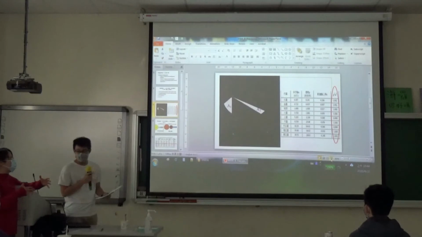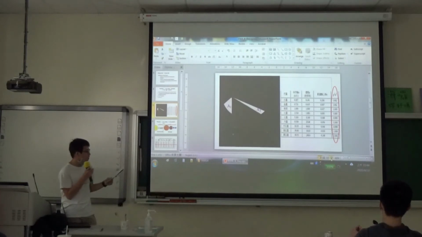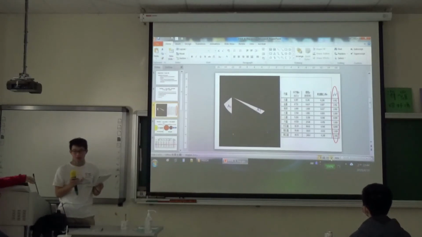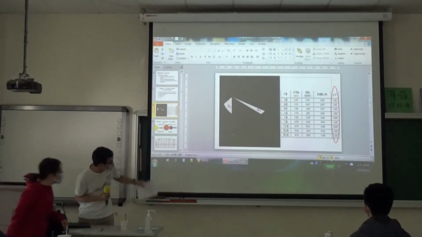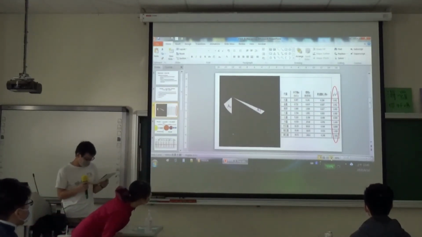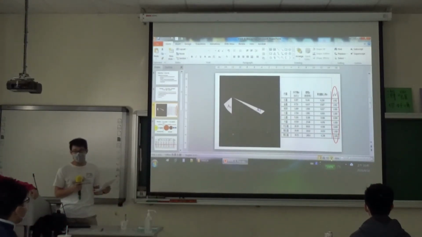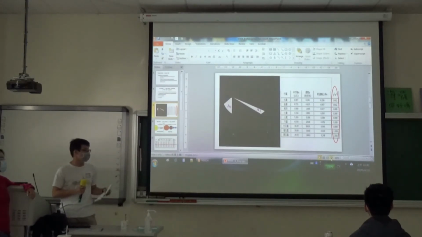If the eccentricity is bigger, the orbit is more elongated, like an ellipse. If the eccentricity is lower, it becomes more like a circle. So you can see Neptune has the biggest eccentricity, which means its orbit is more elongated, not like Earth or Mars. Their eccentricity is small, so their orbit is like a circle.